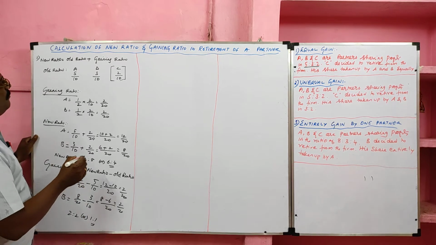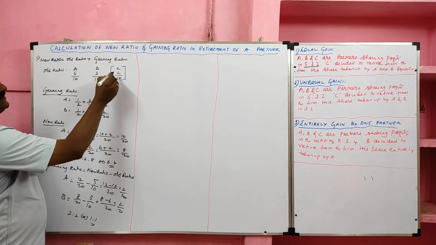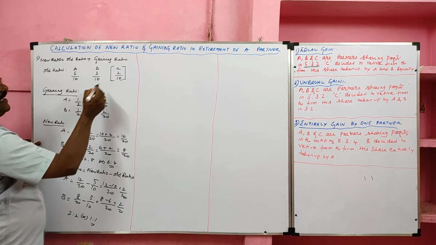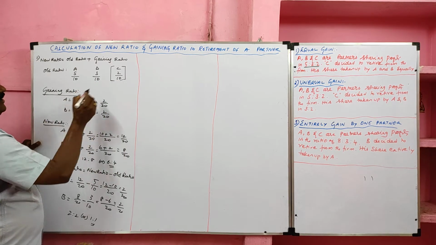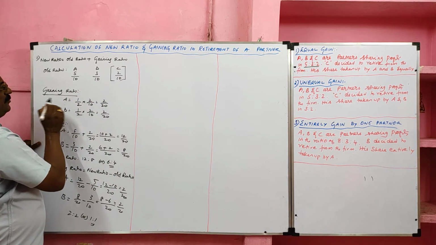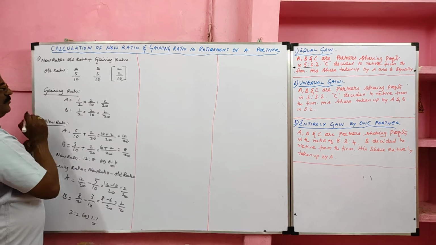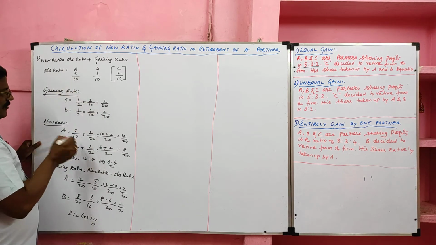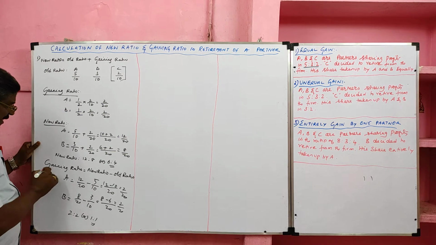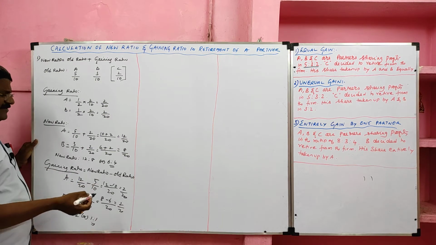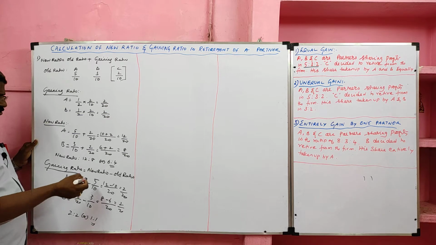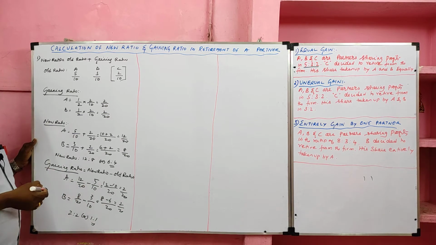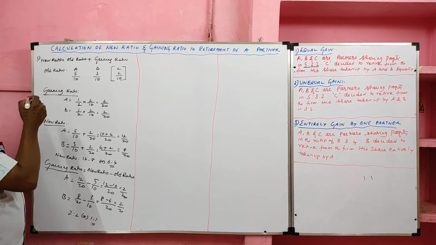Here students, look at the problem. A, B, C are partners. C's share 2/10. He is retiring. His share is taken up by A and B equally. So C's share into half given to A. C's share into half given to B. Then add gaining ratio with the old ratio. You will get a new ratio. Then find the gaining ratio. Always new ratio is heavier than the old ratio. So new ratio minus old ratio will get the gaining ratio. This is case number 1, equal gain.